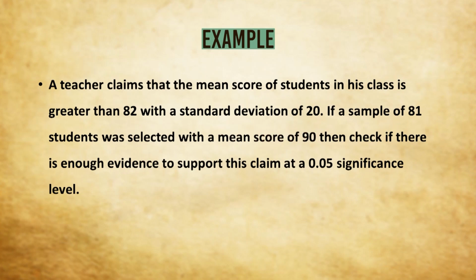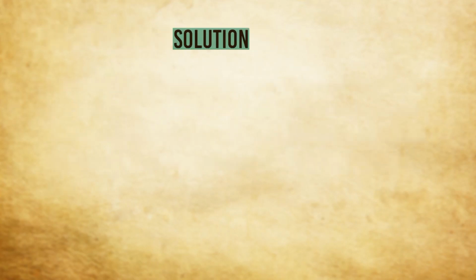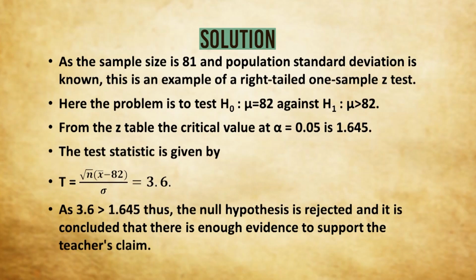And one thing is important, here the standard deviation is given, which is 20, and we will perform this test at 5% level of significance. As the sample size is 81 and the population standard deviation is known, this is an example of a right-tailed one-sample test. Why right-tailed test? Because we are going to test whether mu is greater than 82. So right-tailed test, one-sided test.